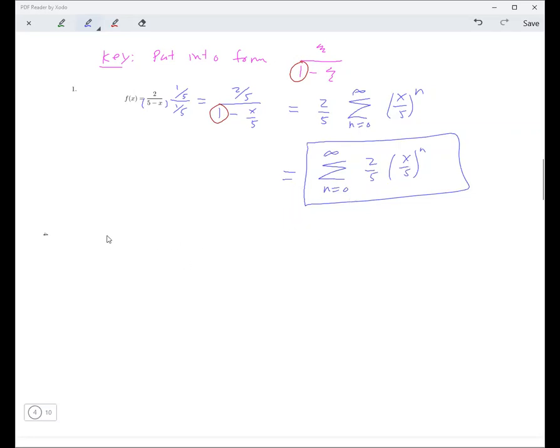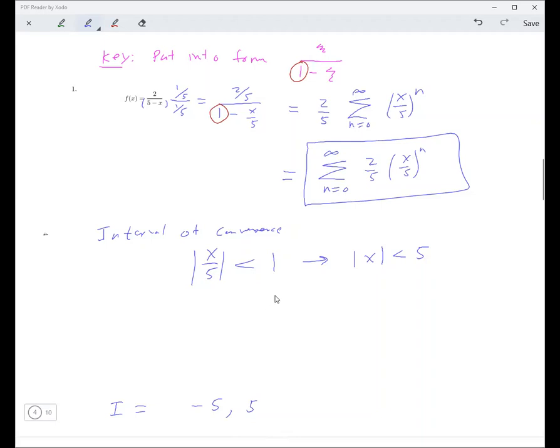Now, for the interval of convergence, the geometric series has radius of convergence 1. However, we have an x over 5 in here, and so this will converge when this quantity is less than 1, which is the same as absolute value of x less than 5. So the interval will go from -5 to 5. That's what it's going to be.